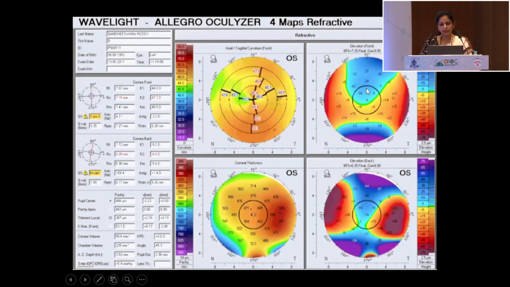See, another example here, what you see is that there is inferior steepening, but the inferior steepening is not related to the thinning. The minimum thickness is not at the correlation of the steepness, it is somewhere else. So this is not keratoconus, this is an eye like the post-peak scar. So thinning is present at somewhat temporal region. So you have to know, this is important, from where you have taken the scan. Sometimes it can be misleading.